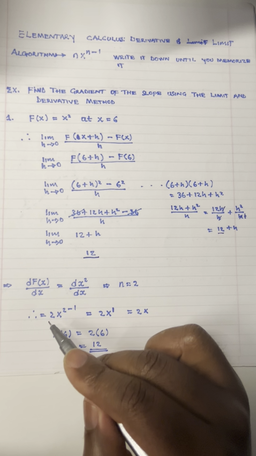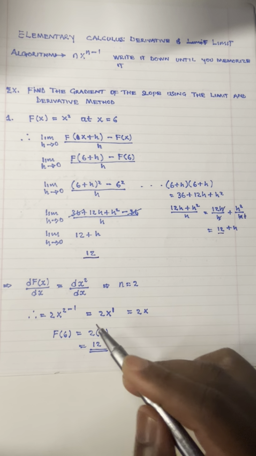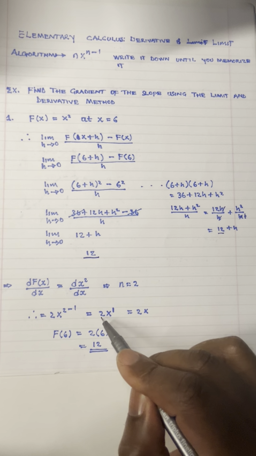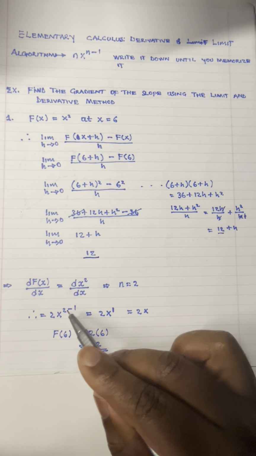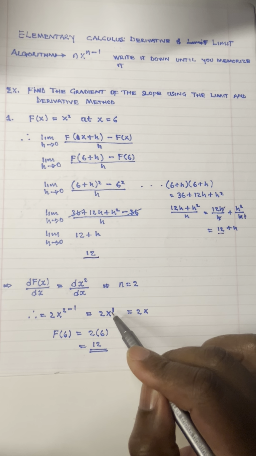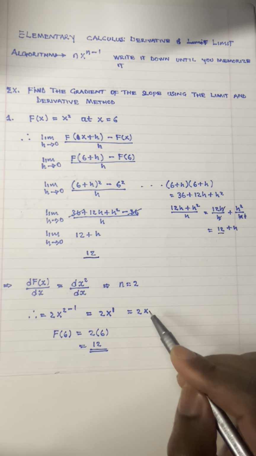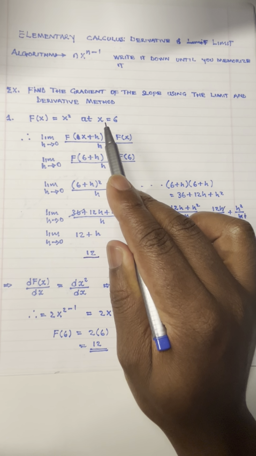So 2x to the power 2 minus 1. Okay, and then 2 minus 1 is 1. The 2x stays there, x to the power 1, because 2 minus 1 is 1. So our answer equals 2x. But now remember, we haven't done anything with the x equals 2.